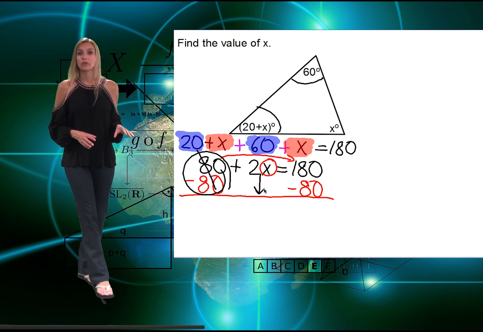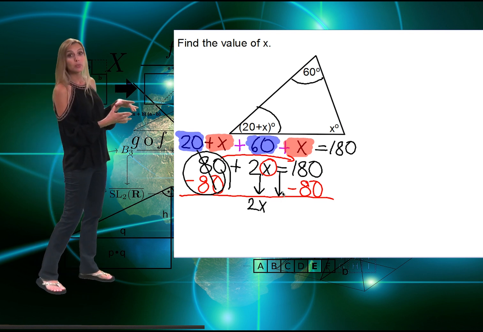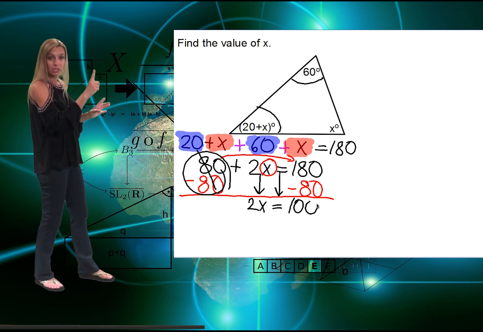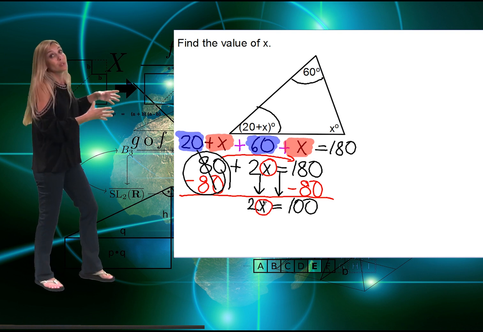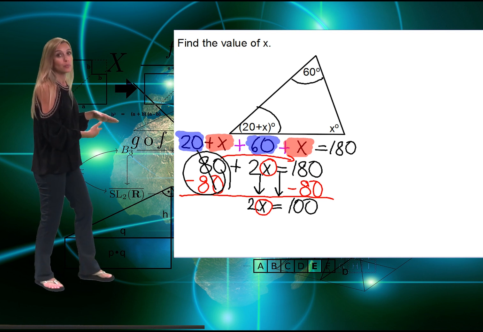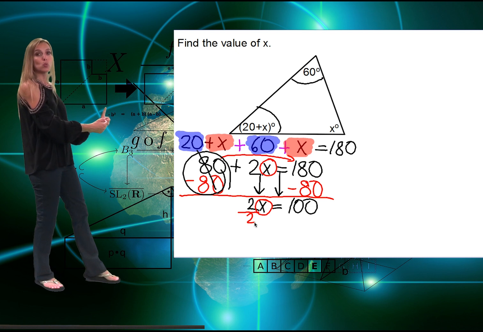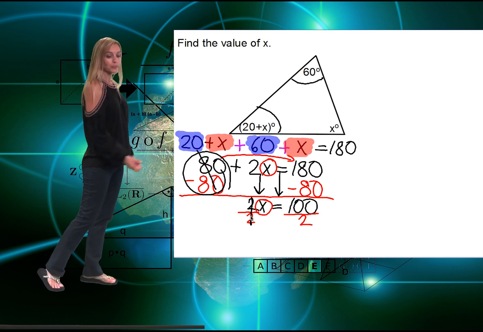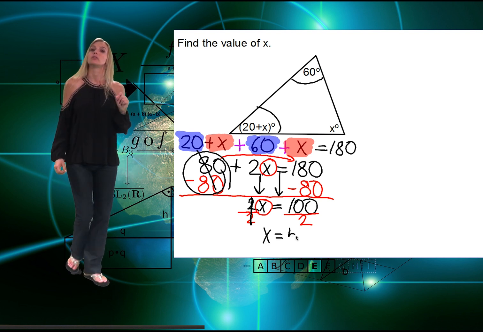Now we are solving for the X. So I am going to isolate the X. I'm going to put it in a bubble. 2 times X. I want just one X. So opposite of multiply, to have the 2 become 1, because I want 1X, means divide by 2, both sides of the equal sign. Now I have 2 divided by 2 is 1, 1X. 100 divided by 2 is 50. So my X is equal to 50 degrees.